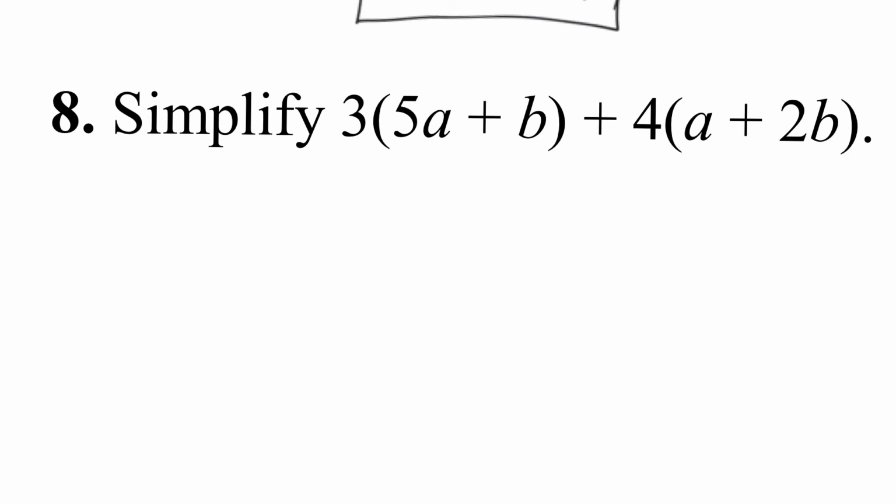Now for number 8, you guys have 2 parentheses, and outside of the parentheses we have 2 different numbers. We have a 3 outside of the first parentheses, and a positive 4 outside of the second parentheses. So first we need to distribute. You're going to multiply 3 times the 5a, that's going to be 15a. And the next one, 3 times the b, which has an invisible 1 next to it. That's going to be positive 3b.